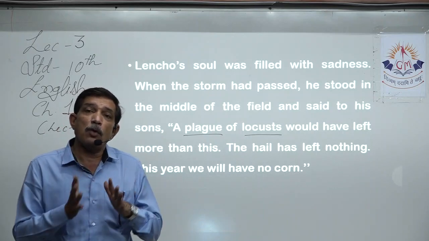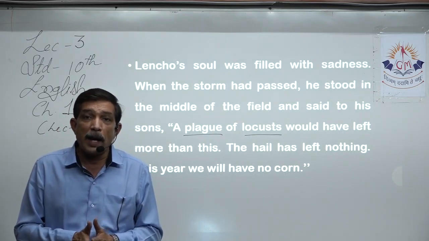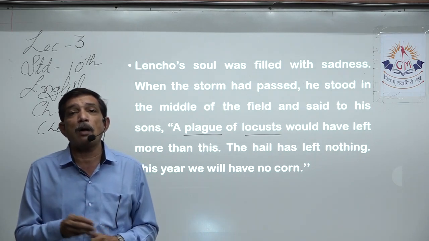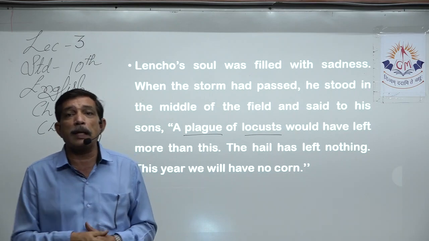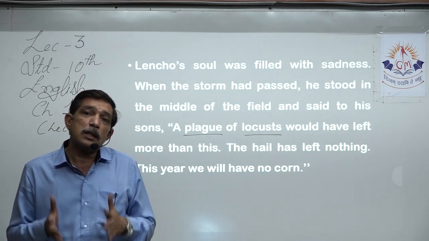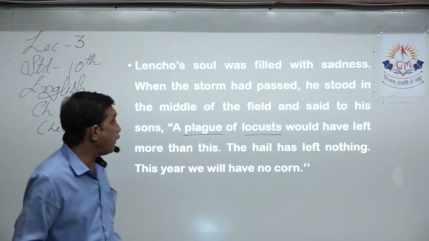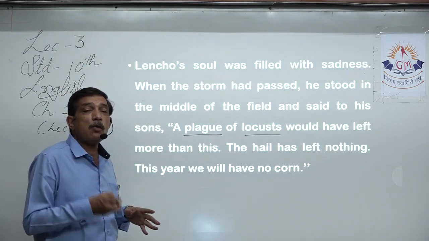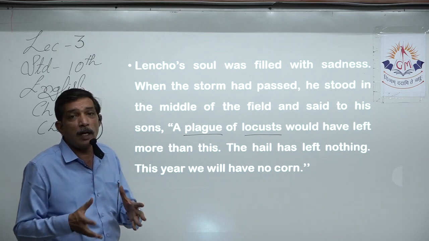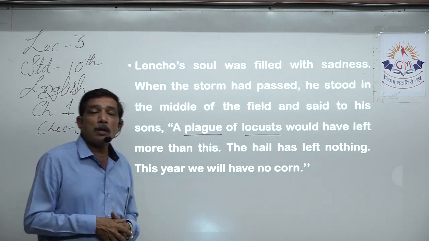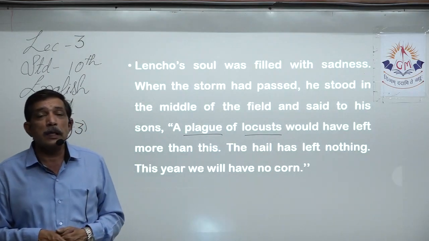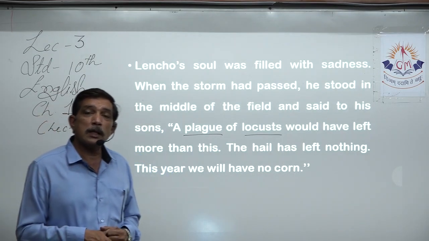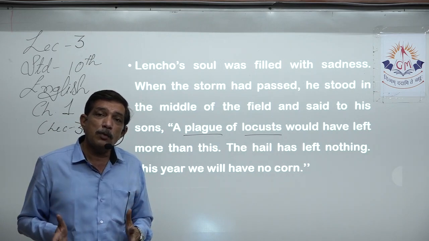"If the plague of locusts had attacked our valley, they could have left some plants, and we could have had some corn on it. But this disaster is even worse than a plague of locusts." A plague of locusts might have missed a plant, and we could find 5, 6 corn sticking out of the plant after the plague has done the disaster. But this is even worse.